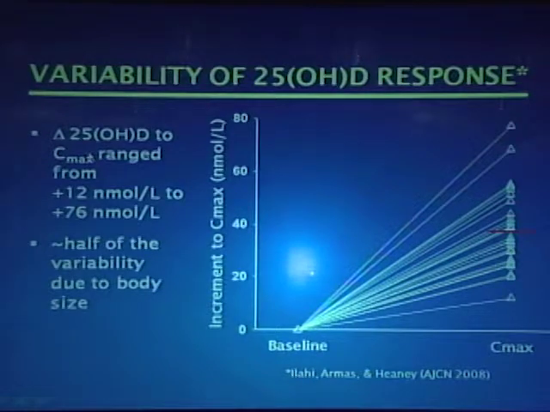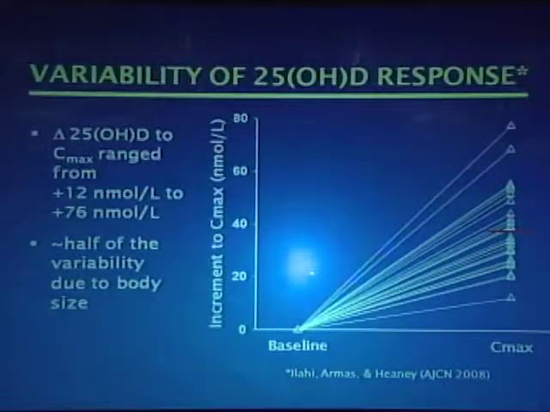Now, I also want to show you the huge variability within that population. This is the increment to the Cmax, that is the maximum concentration in each individual. And so we've got 60 some odd points here. This is the mean rise. It was about 38 nanomoles per liter. And notice that the Cmax increment ranged from only 12 nanomoles to 76 nanomoles per liter. That's a 6-fold range between the highest response and the lowest response.